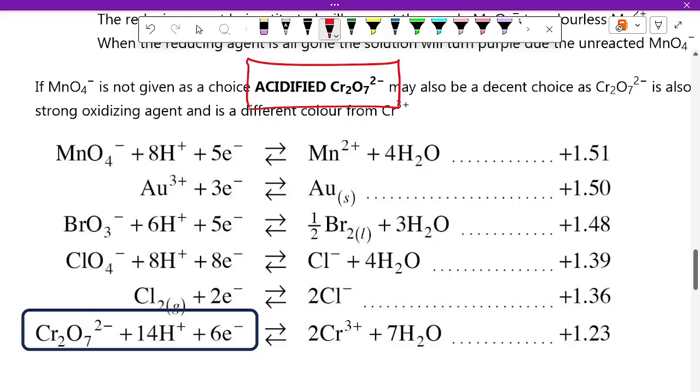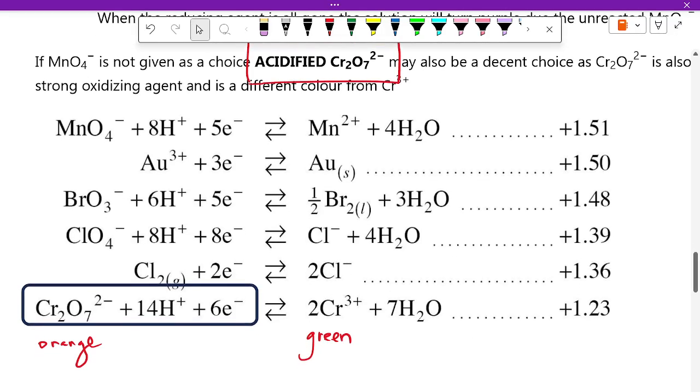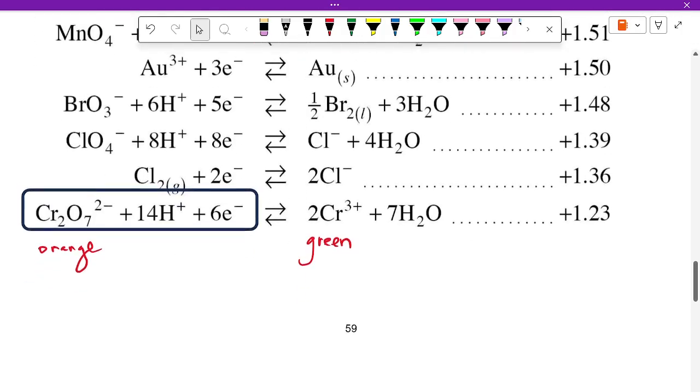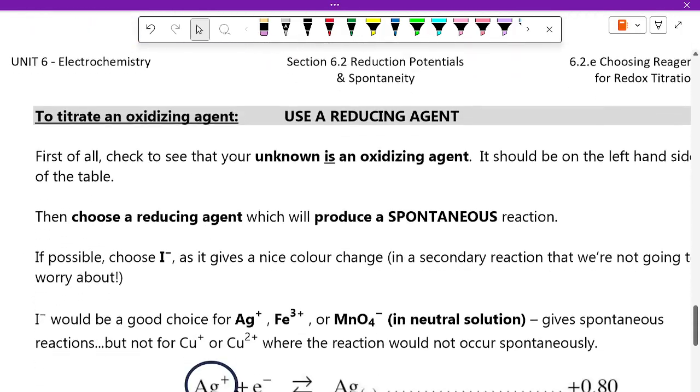If MnO4- is not given as a choice, you can use acidified dichromate. It's not as good because this is orange and this is green. So you can imagine, you have this green solution and then the next drop of dichromate stays orange. And you wonder, what does that look like? Maybe it looks a little bit brownish. It's not a great transition point, but there we are.